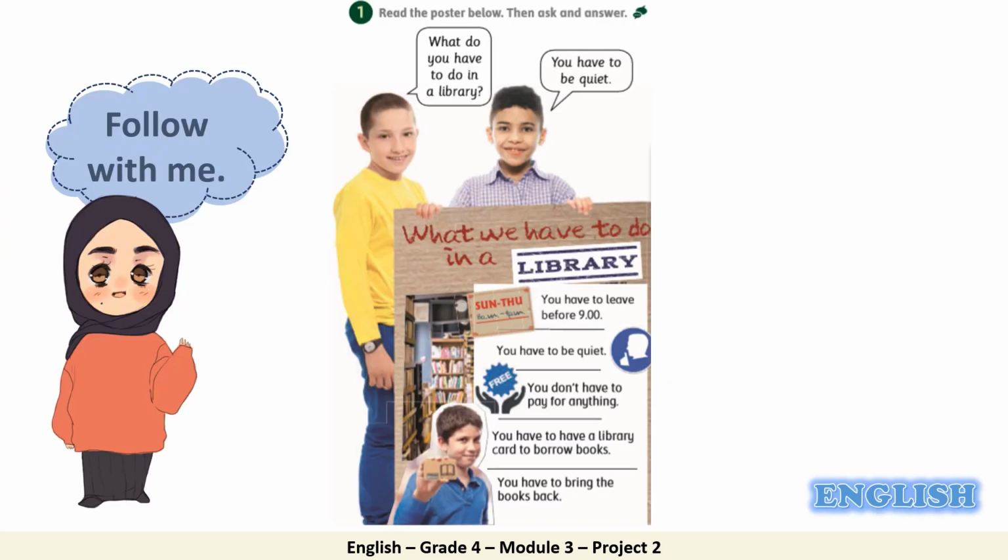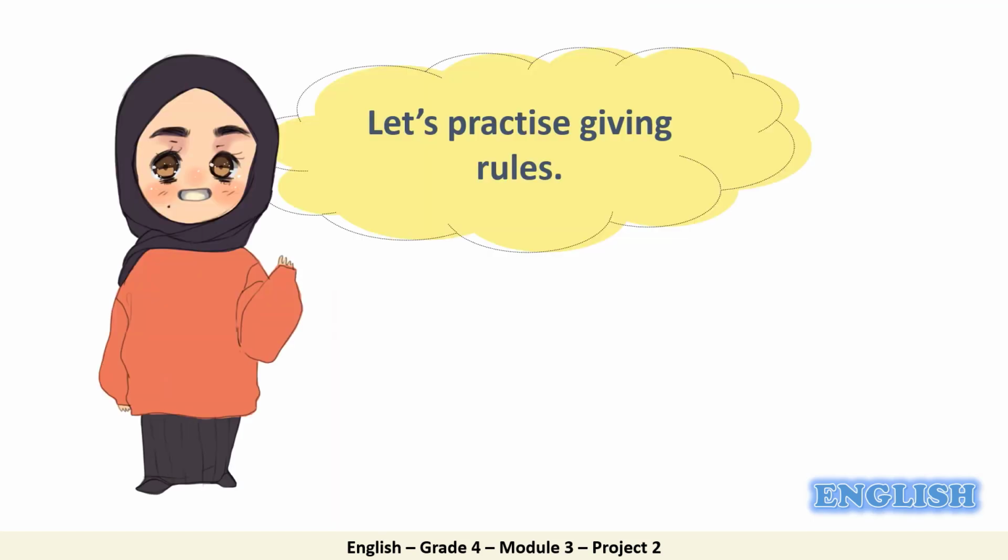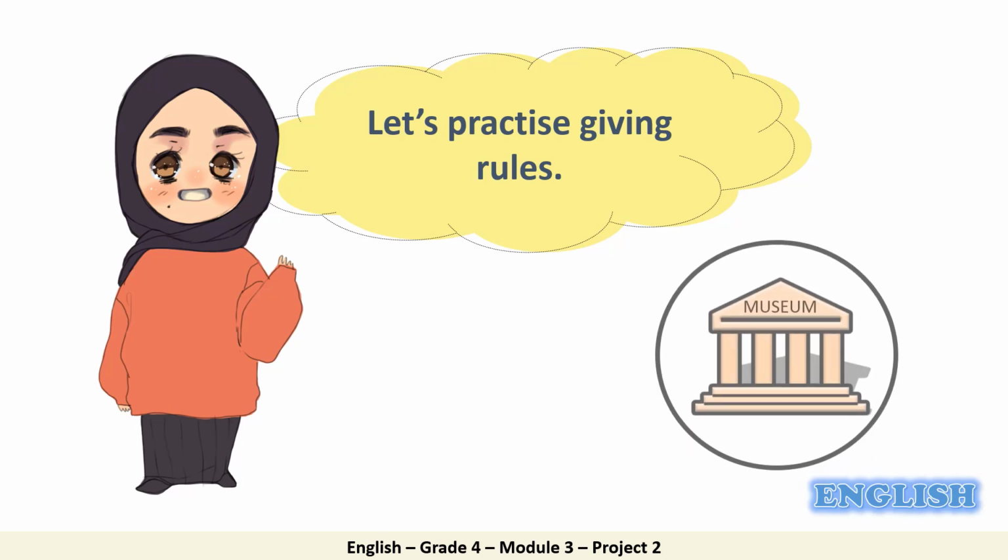I would like to remind you of some things that were mentioned in the previous lesson. Look at the title and read it with me. What we have to do in a library. Have to. When do we use it? We use it to give rules. Great. And what is the place? It's the library. And now it's time to practice giving some rules in a museum.